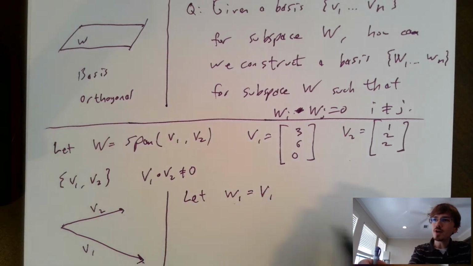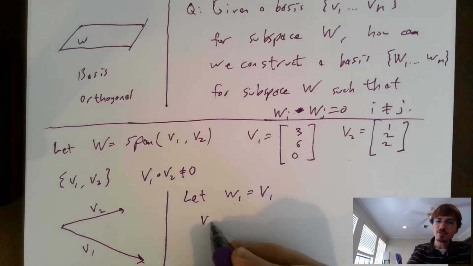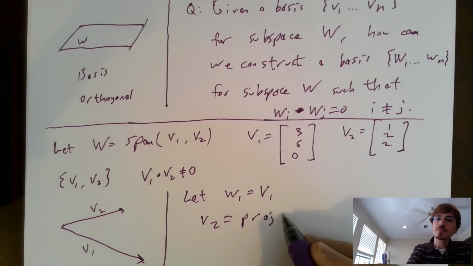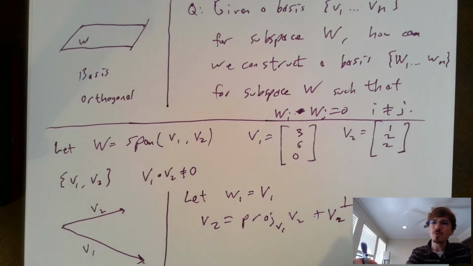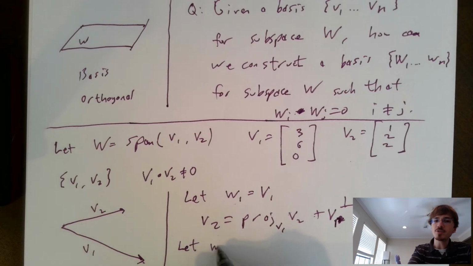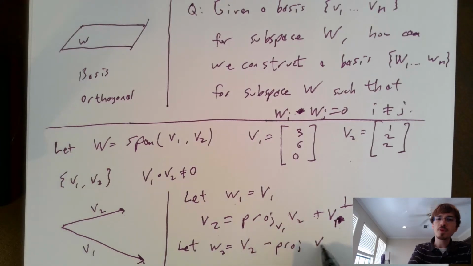Well, we know that the vector v2 is equal to the projection of v2 onto the vector v1 plus some vector perpendicular to v1. Let's call it v1 perp. So it's the projection of v2 onto the vector v1, or the subspace spanned by v1, plus some vector perpendicular to v1, the sum of which gives you your vector v2. So let w2 be equal to this perpendicular vector. What's the perpendicular vector? v2 minus the projection of v2 onto v1.